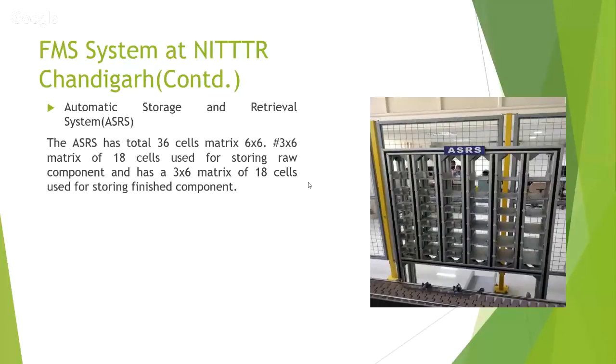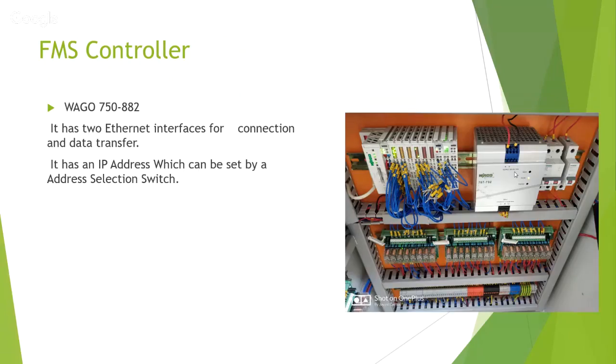It has 36 cells. It is a 6x6 matrix. The first 3x6 matrix stores the raw material, and the last three rows and columns store the finished product. So first the robot takes the raw material from the ASRS, then all the processes are done on this product, and finally the robot stores it as a finished component.